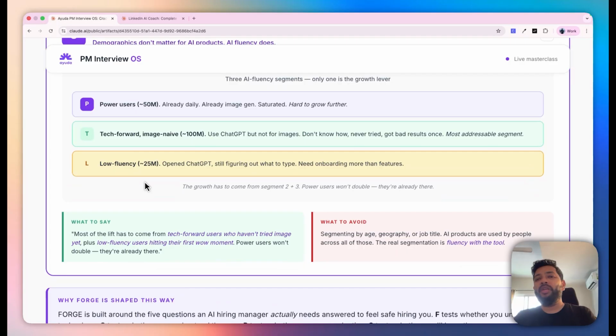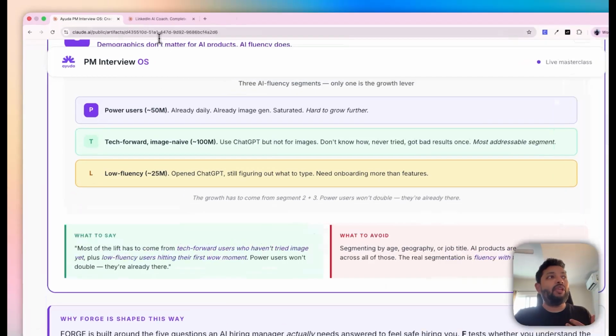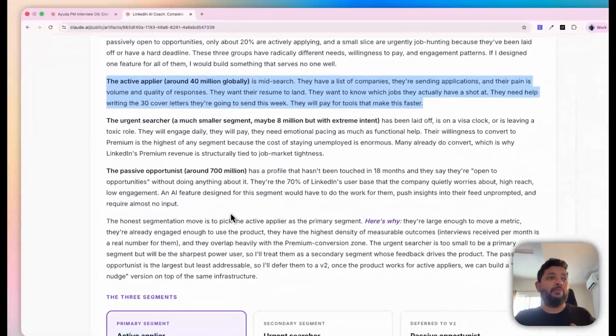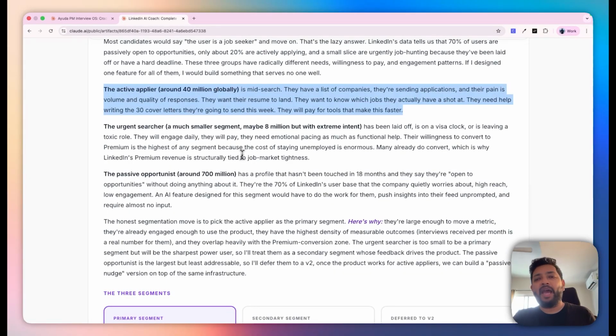Now, the best way to do it is to pick one of them which you feel is the right one. Here, for example, the active appliers is what I have picked because they are large enough to move the metric, and also they will give me immediate feedback. I don't need to wait a lot of time to get feedback from them, and so on and so forth. So that is a very straightforward way of shortlisting, very similar to how you do this in your product sense questions.